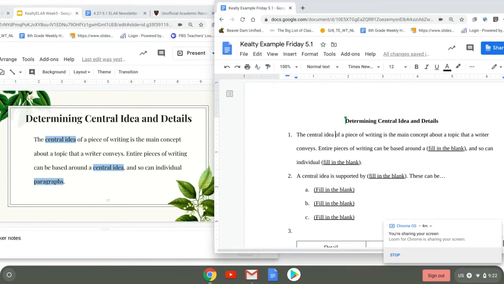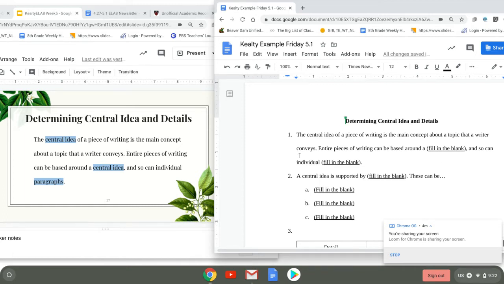The central idea of a piece is the main concept. In a piece where someone is claiming something, like they might say students who get more sleep do better on math tests. I don't actually know if that's true. I just made that up. But that would be the central idea or the main concept or the argument or the claim of the piece, okay? So the fill in the blank there is the central idea.